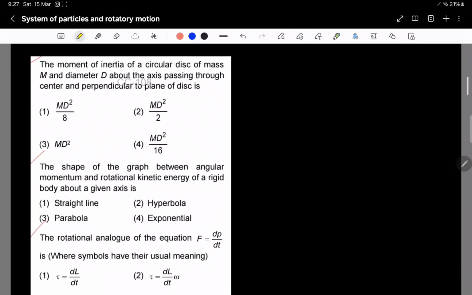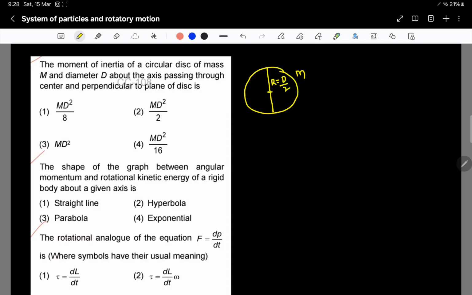Yes students, next question, a moment of inertia related question. The moment of inertia of a circular disc of mass capital M and diameter capital D about an axis passing through the center perpendicular to its plane. The formulas are very important, students: uniform ring, disc, hollow sphere, solid sphere, uniform rod, hollow cylinder, solid cylinder. Here the uniform disc has mass M and diameter D, so the radius is R equal to D by 2.